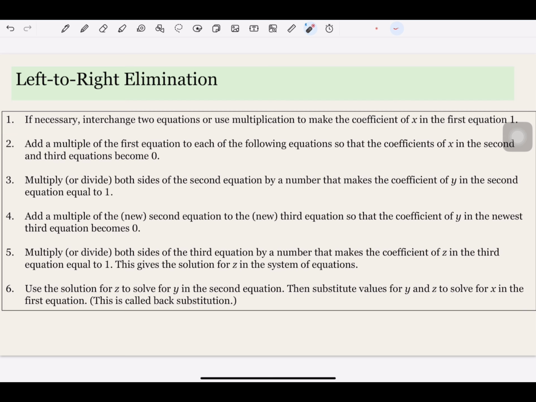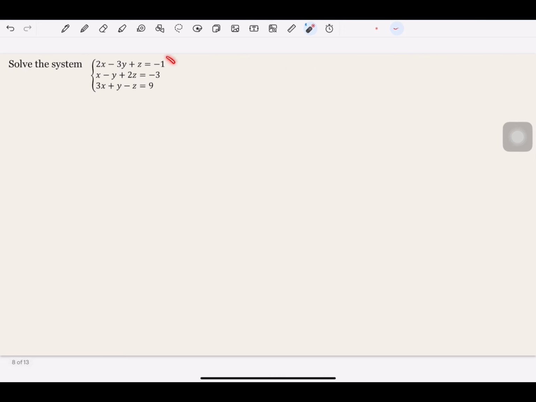If necessary, you have to interchange two equations, or you can use multiplication to make the coefficient of x in the first equation 1. So bottom line, in the first equation, the coefficient of x should be equal to 1. If I go back to my other equation, I see an equation with the coefficient of x as 1. So the easiest way would be to interchange these two equations. Then the first equation will have a coefficient of x of 1.